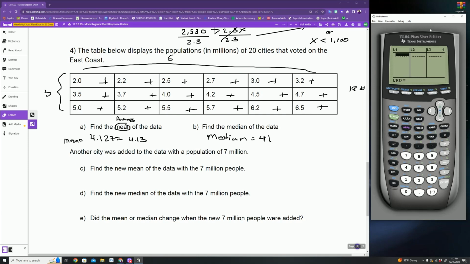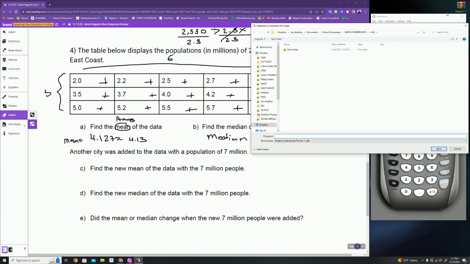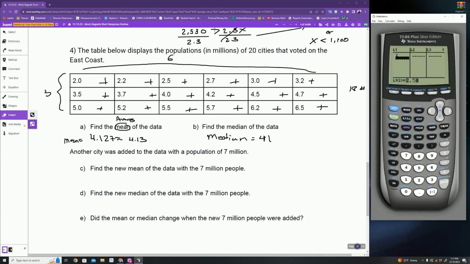So 2.0, enter. 2.2, enter. 2.5, enter. 2.7, enter. 3.0, enter. 3.2. And when you use a calculator, you actually don't have to put it in order, but if you do it by hand and you find a median, you absolutely want the values in order. 5.7, 6.2, 6.5.